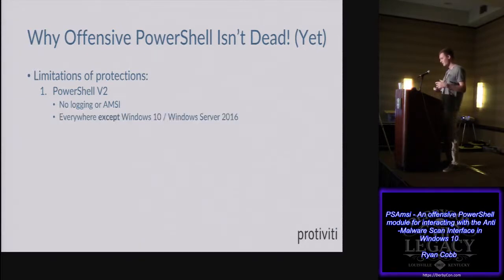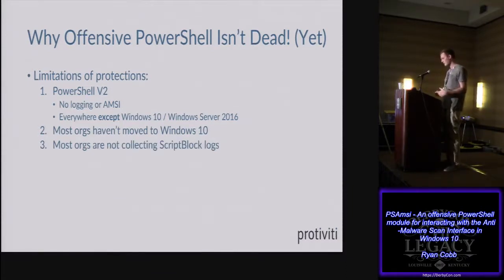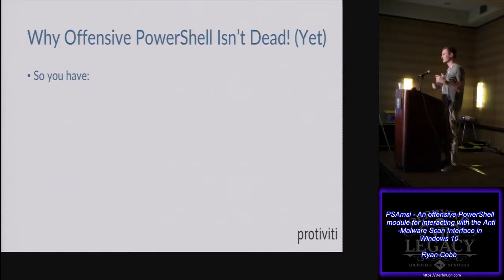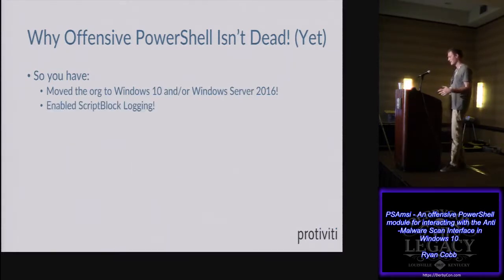To make the argument of why I am saying offensive PowerShell is not dead yet, there are some limitations on those protections. In particular, PowerShell version 2, if you're able to launch it, has no built-in logging capabilities or AMSI because those features were introduced in later versions of PowerShell. And the problem there is that PowerShell version 2 is installed by default all the way down to Windows 7, except now for Windows 10 and Server 2016. But most organizations haven't moved to Windows 10 quite yet, and if they have, maybe they haven't enabled those script block logs or are not collecting and monitoring them for threats. And lastly, most antiviruses have not actually implemented support for the AMSI yet, though luckily the default Windows Defender installation does implement support.